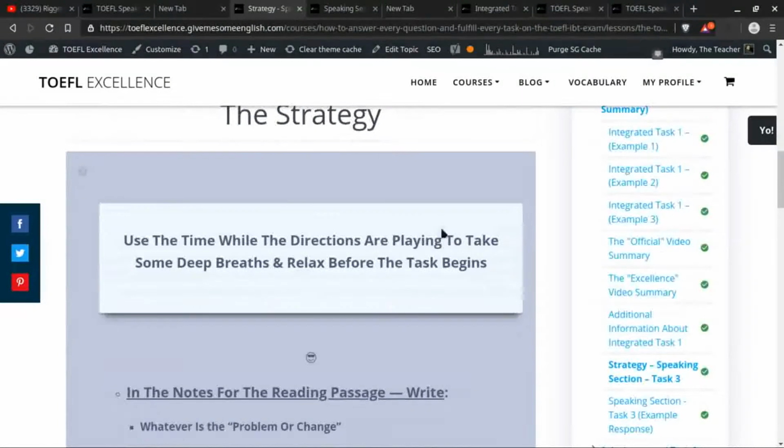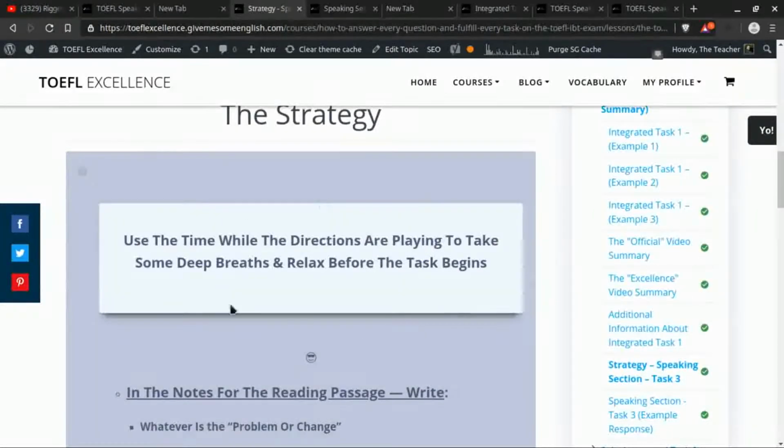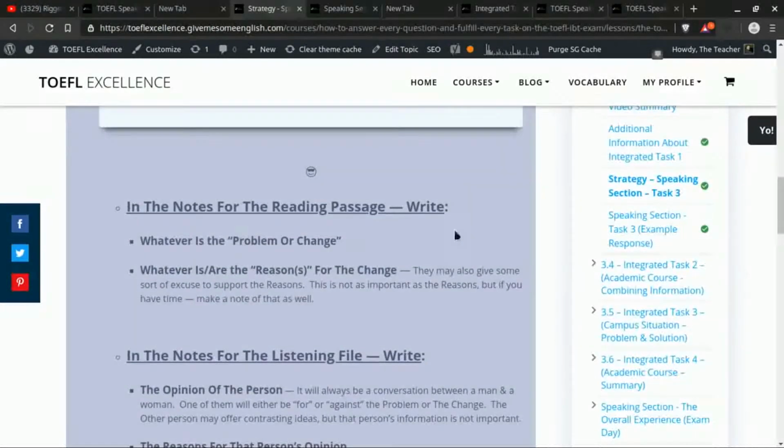So we discussed in the strategy page that for this one, since you will already know what the directions for this task are, just spend the time after you read the text just relaxing, taking a few deep breaths, because after you hear the directions and the actual text comes up on your screen, you have 45 seconds to read that text. Now, you might choose to skim through it very quickly so that you find what the problem and the change is and what the reasons for that are. And then you may want to read it over again if you have the time.